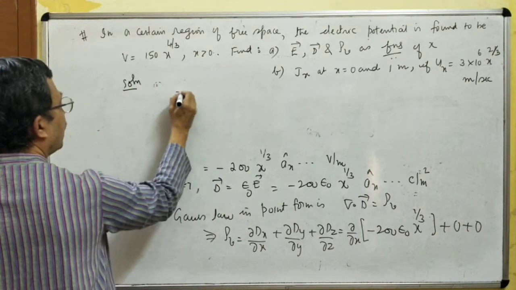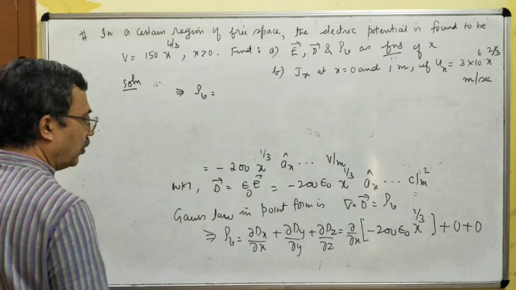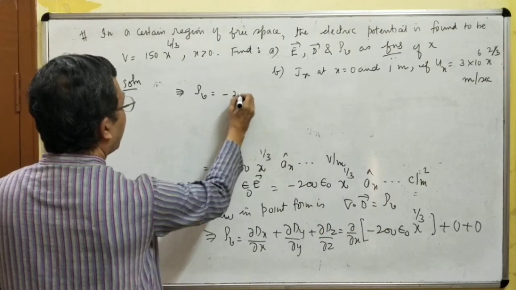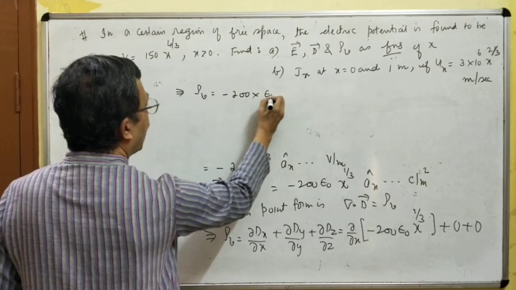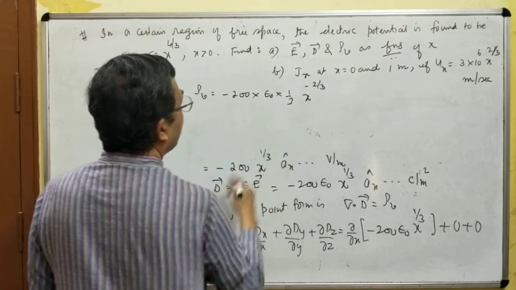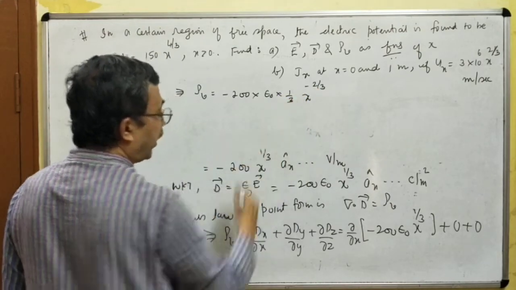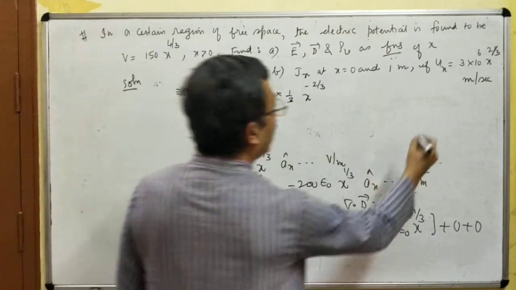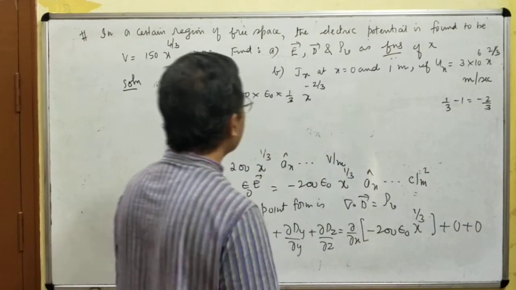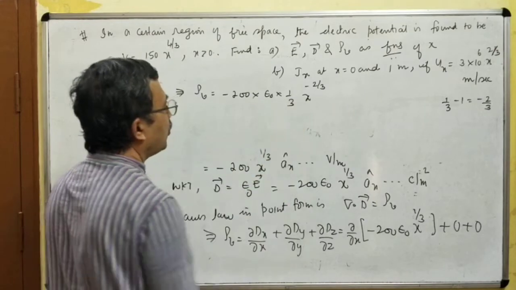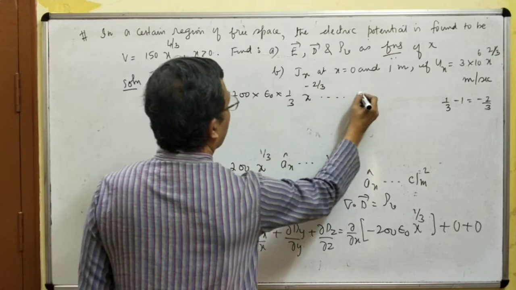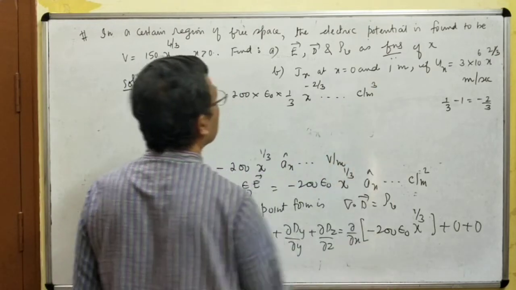This implies rho v is equal to, differentiate this with respect to x. So it is minus 200 epsilon naught into 1 by 3 x to the power minus 2 by 3. Nx to the power n minus 1. So 1 by 3 minus 1 is what? Minus 2 by 3. So this is 1 by 3 into x to the power minus 2 by 3. This is the expression for rho v. It is in coulombs per meter cube.